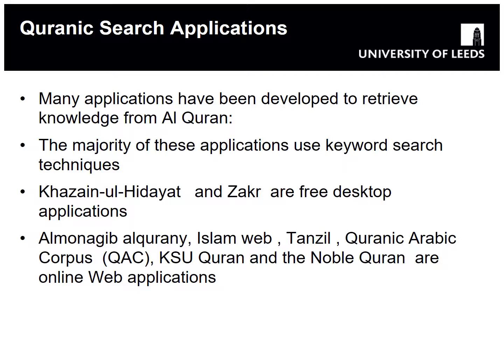The Kunuz, Al-Hidayat, and Dhakir are free desktop applications that use a keyword search to retrieve the verses from Al-Quran. While the Al-Munaqqab Al-Qur'ani, Islamic Web Tanzih, Quranic Arabic Corpus, King Saud University Quran, and Novel Quran are online web applications that use morphological and keyword search.